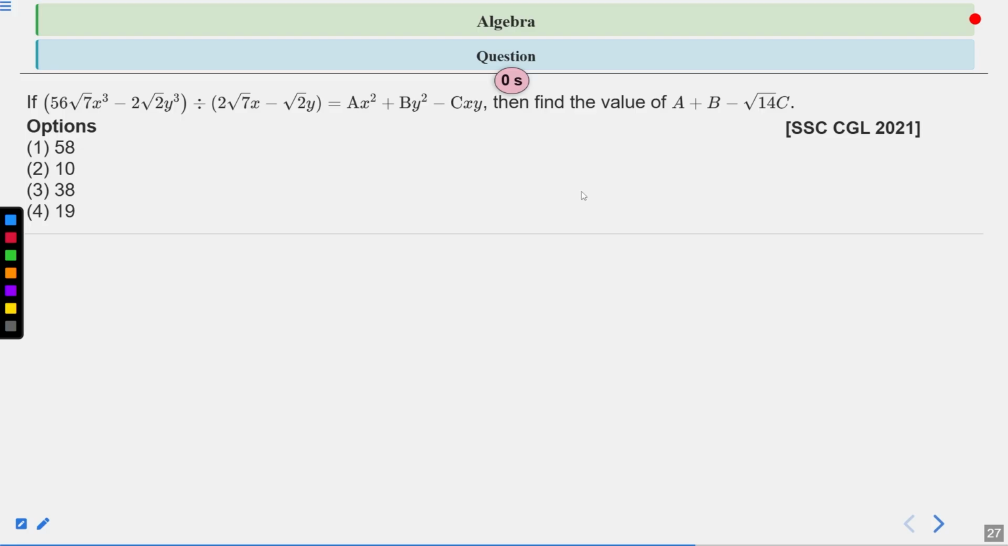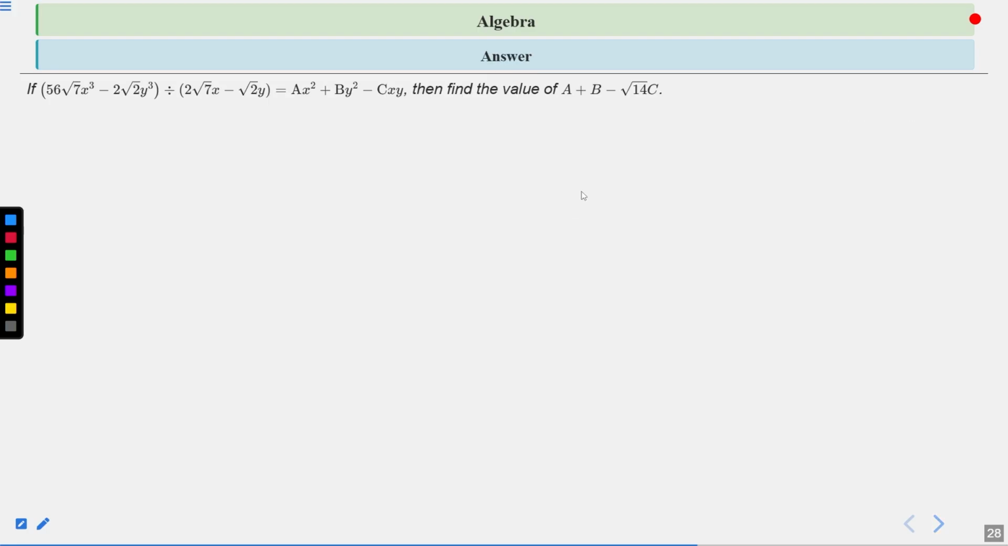Now time's up. Let's see the solution of this question. The question says that if (56√7 x³ − 2√2 y³) divided by (2√7 x − 2√2 y) is equal to ax² + by² − cxy, then what is the value of a + b and under root 14c? So we can calculate it. The correct answer of this question is the first one, which is 58.